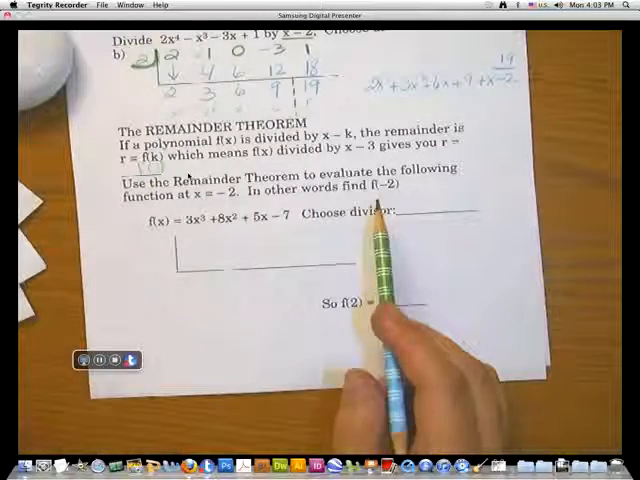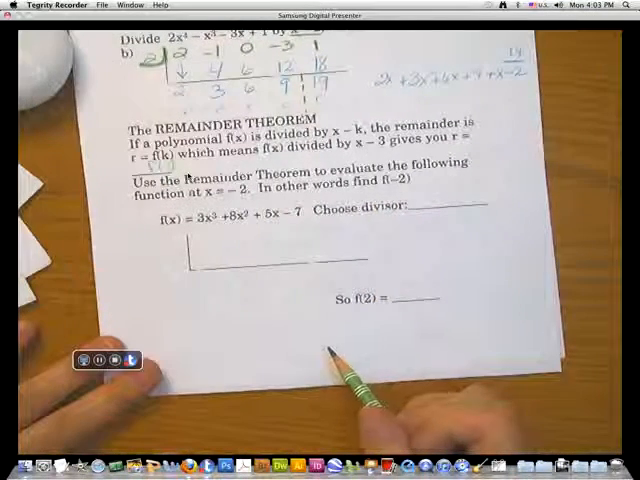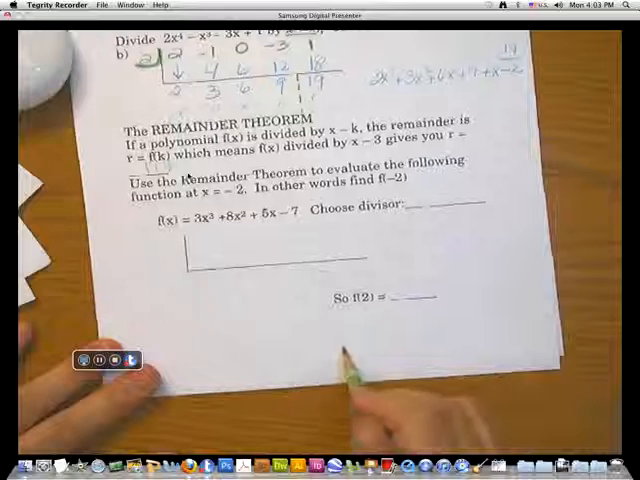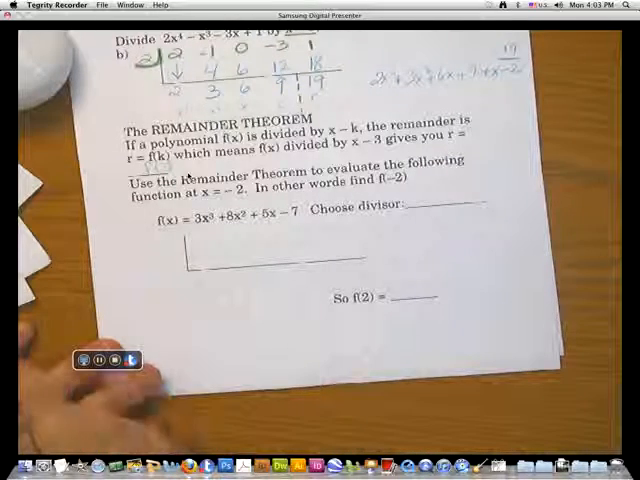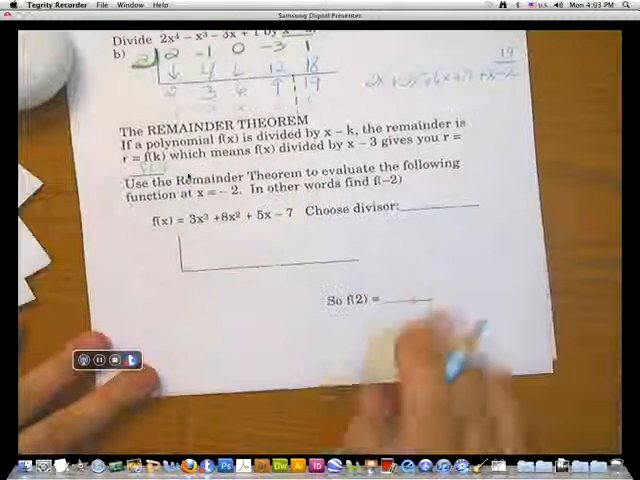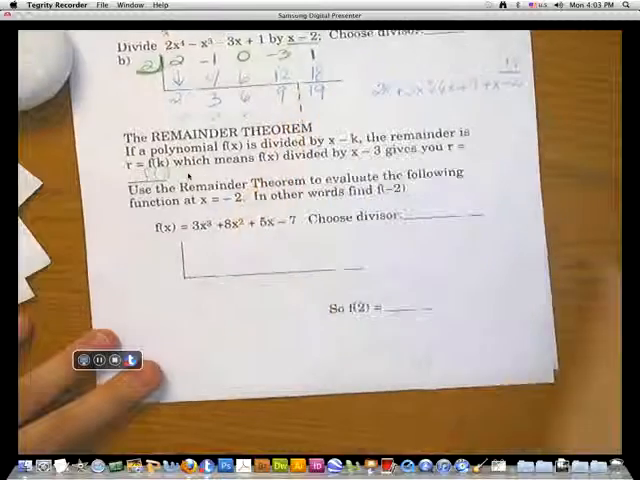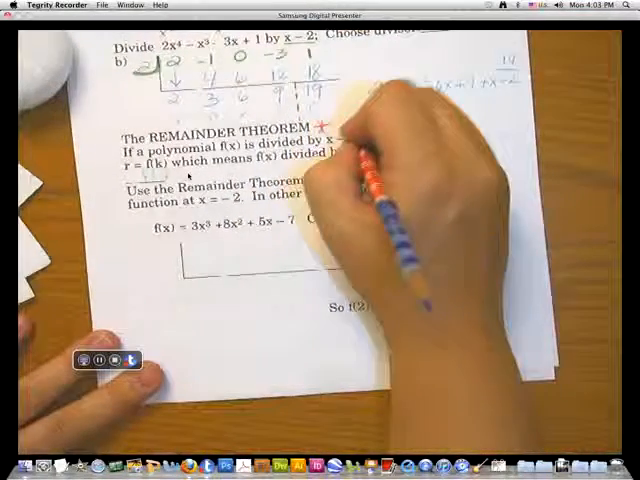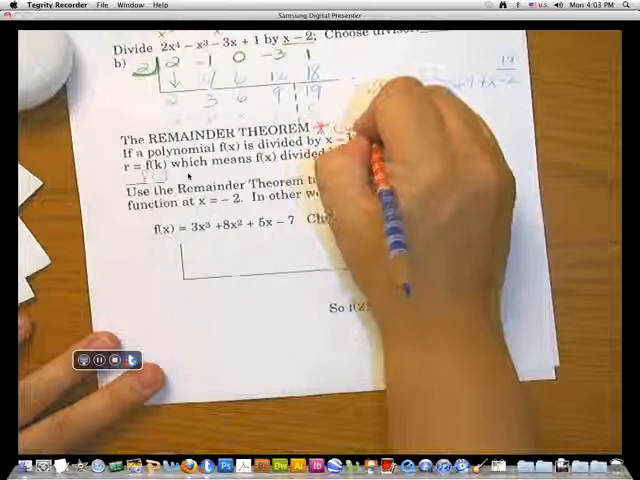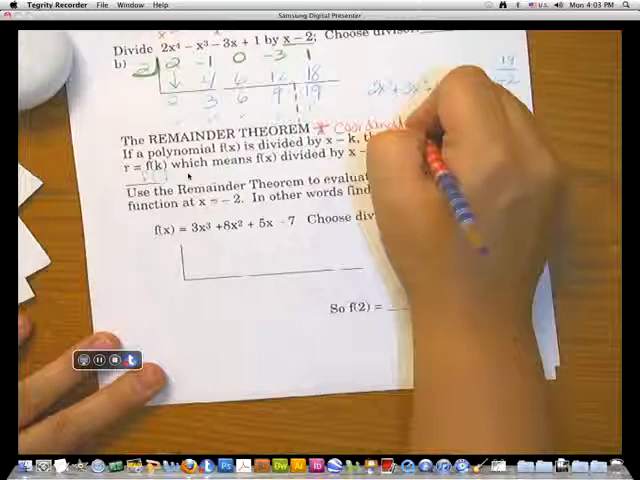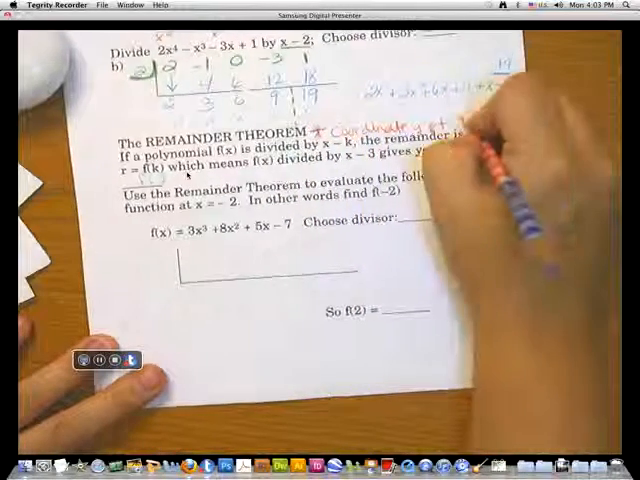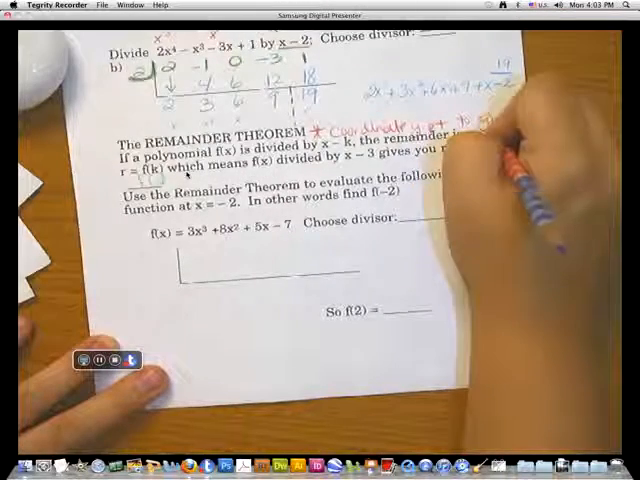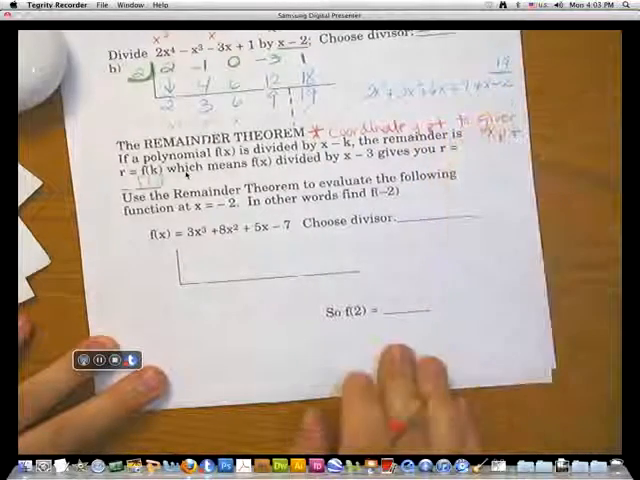All this is really doing is finding the coordinate point on the graph. Whatever the remainder is going to match up to the coordinate of this. So with this remainder theorem, what it's actually finding is the coordinate y point to the given x point.